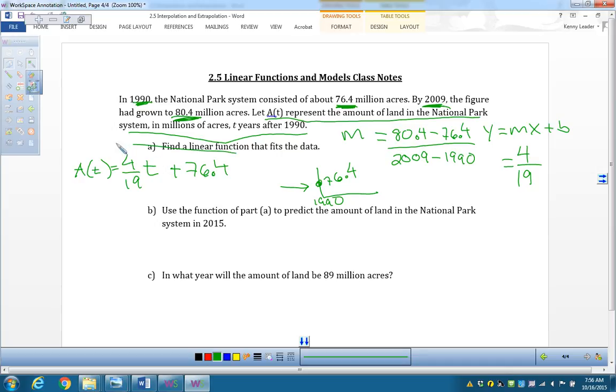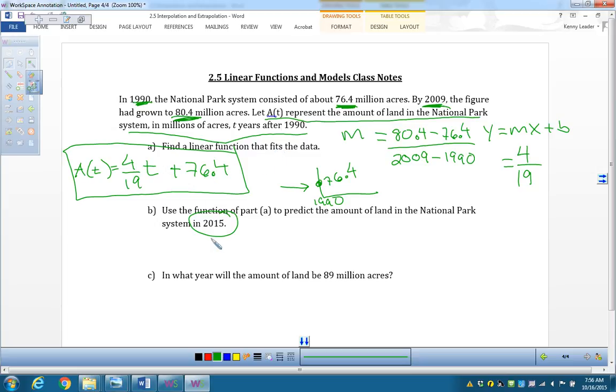So this means that the y variable is like A of t. And all this means is that acreage is a function of t. So here's your equation. How can I figure out how much land will be in the national park in 2015? Who could tell me how I would figure that out using the equation? Sophie. Yeah, when you just plug in 2015. You wouldn't plug in 2015 because it's years after 1990. So how many years after 1990 is 2015? 25. Yeah, you'd plug in 25.